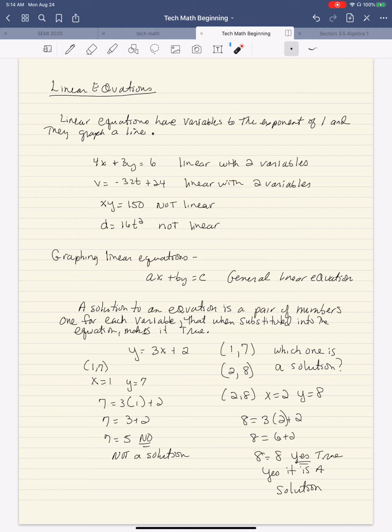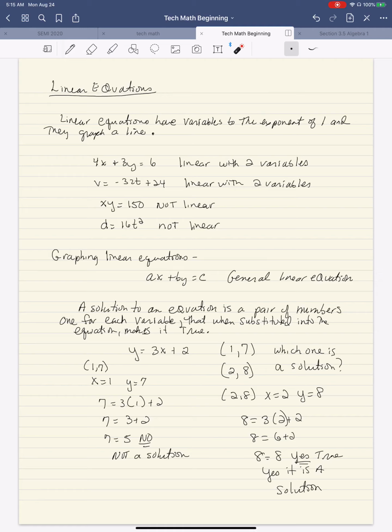Graphing linear equations. A general linear equation is in the form of ax plus by equals c. A is the coefficient of x, b is the coefficient of y, and c is the constant term. A solution to an equation is a pair of numbers, an ordered pair, one for each variable, that when substituted into the equation makes it true.